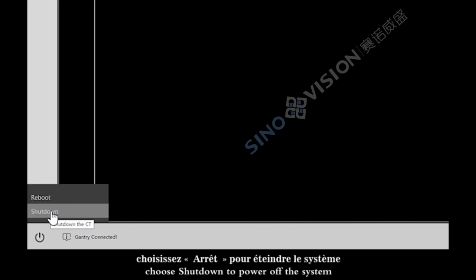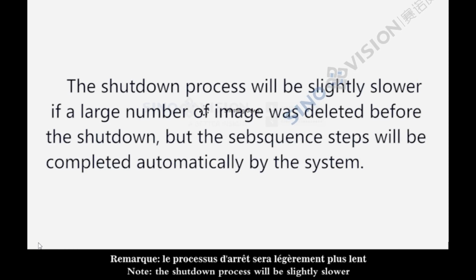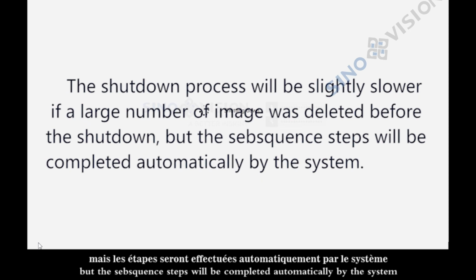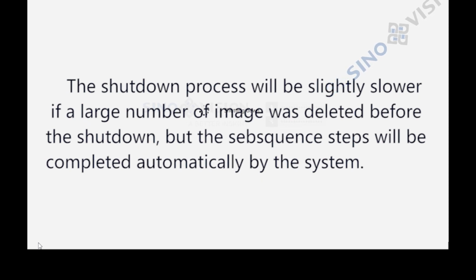After you have checked everything, choose Shutdown to power off the system. The system will automatically complete the subsequent shutdown steps. Note: the shutdown process will be slightly slower if a large number of images were deleted before the shutdown, but the steps will be completed automatically by the system.